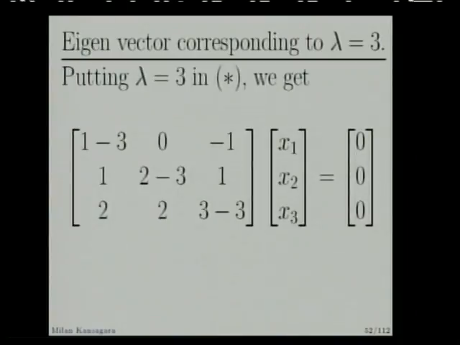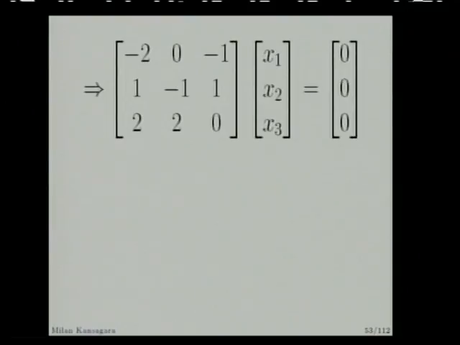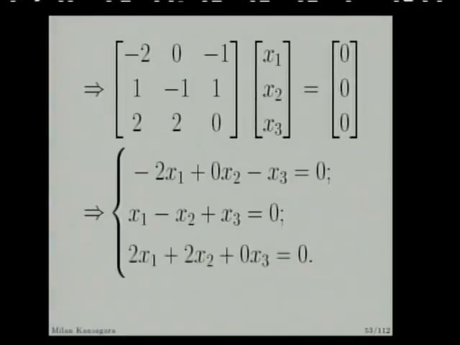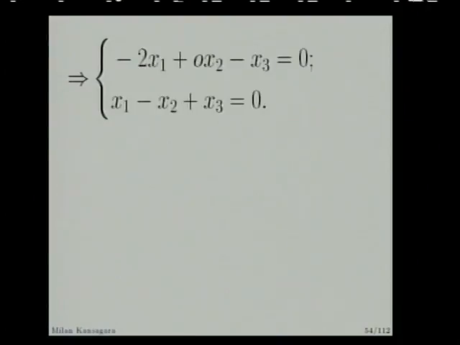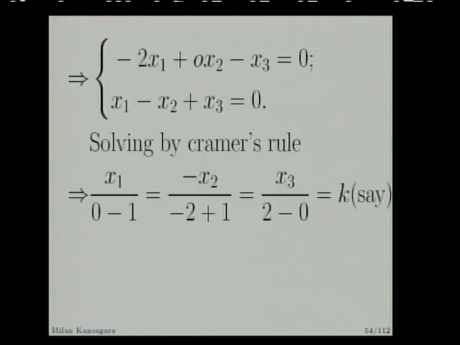So now the eigenvector corresponding to lambda equal to 3. Put lambda equal to 3 and do the same procedure. So we get these three equations. Here it is not necessary to consider only the first two equations. You may consider any two equations. So we choose the two equations so that we can easily find the solution. Let us consider these two equations, solving by Cramer's rule.